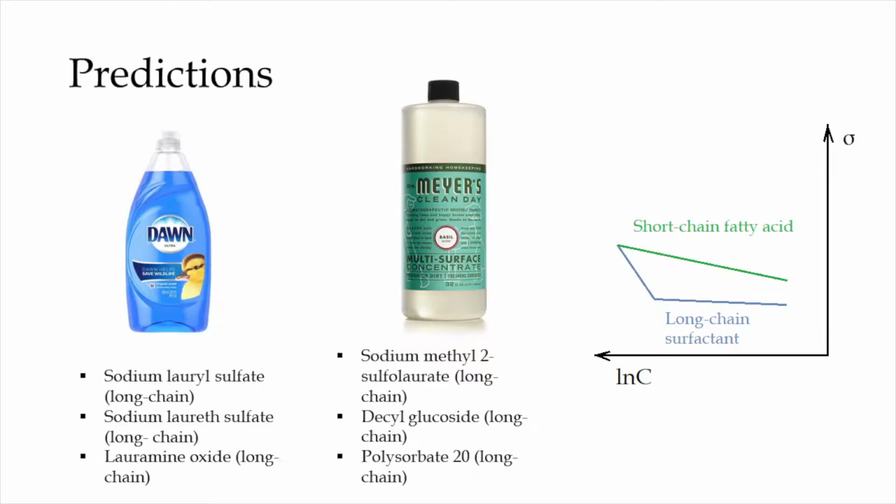In this experiment, I'll be using Dawn dish soap and Meyer's cleaning concentrate. The surfactants found in each of the contents list are shown below. As you can see, all surfactants are considered to be a long-chain molecule, and so I predict that the curve generated by the concentration and surface tension will follow the blue line.